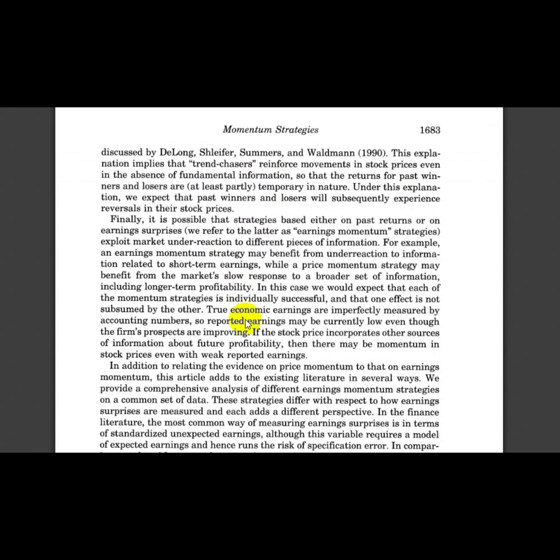And so finally, the momentum profits could be due to both earnings momentum as well as price momentum. The earnings momentum may benefit from the underreaction to new information about short-term earnings, while the price momentum may benefit from longer-term prospects. So in both cases, the strategy may be individually successful and maybe doesn't cannibalize the other. For example, the earnings of a company are only the accounting numbers. However, there may be other prospects for the future earnings of the company. So the price momentum may show a persistence in prices while the earnings could possibly be weak at the same time.